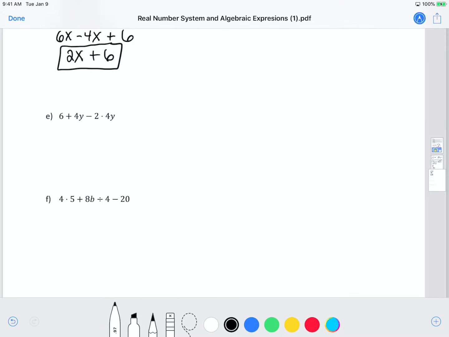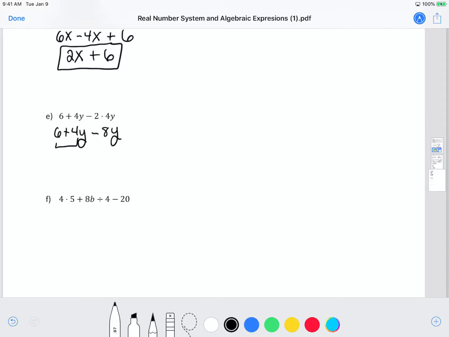Okay, the next example, we have addition, subtraction, and multiplication. I want to do multiplication first according to order of operations. So I'm going to bring everything else down. And I'm going to do -2 times 4y. That gives me a -8y. Now I want to do addition and subtraction left to right.